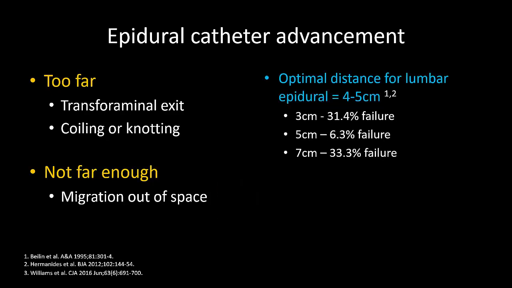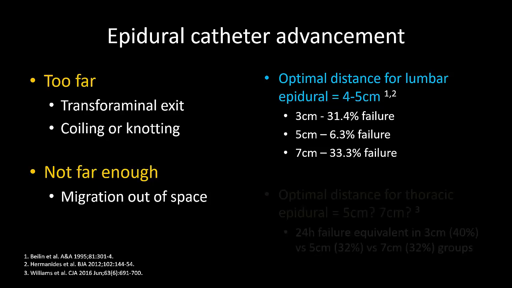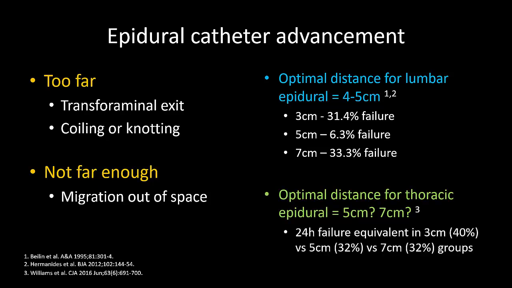Studies in lumbar epidural catheters indicate that inserting it 4 to 5 centimeters into the space is associated with the lowest incidence of failure. There is much less data for thoracic epidurals, but a 2016 randomized controlled trial found that it was important to thread the catheter more than 3 centimeters into the space. There didn't appear to be a significant difference in failure rates between the 5 and 7 centimeter groups, however. So at this time, it would seem prudent to insert at least 5 centimeters of the catheter into the thoracic epidural space.